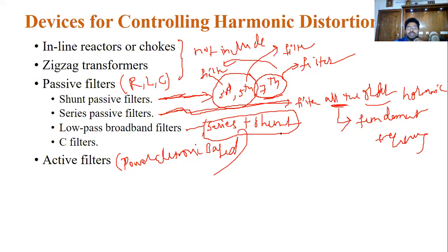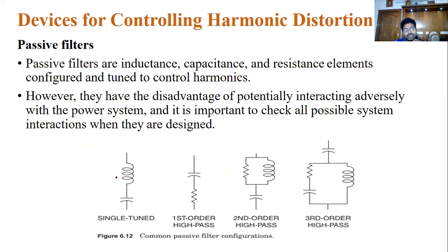This we already discussed in the last class. Now we are going to discuss the C type filters as well as active filters. Once again, see this, last class. This is the single tuned filter. This is the LC filter. Again, this is the RC filter. This is also an RLC filter. This is also an RLC filter. The notching areas are there. Capacitors are there.